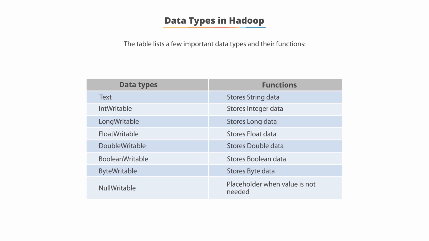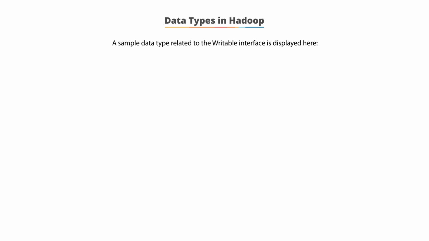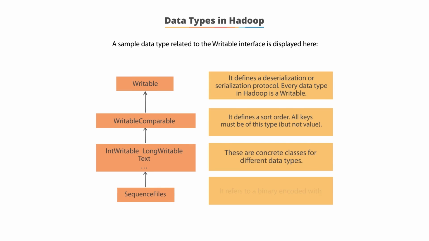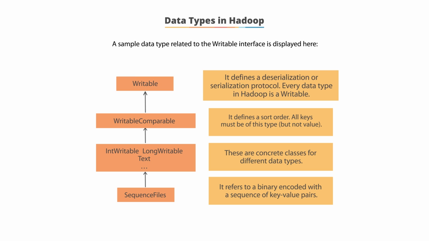NullWritable is a placeholder when a value is not needed. This illustration here shows a sample data type that you can create on your own. This data type will need you to implement a Writable interface. As you can see, Writable will define a deserialization or serialization protocol. Every data type in Hadoop is a Writable.